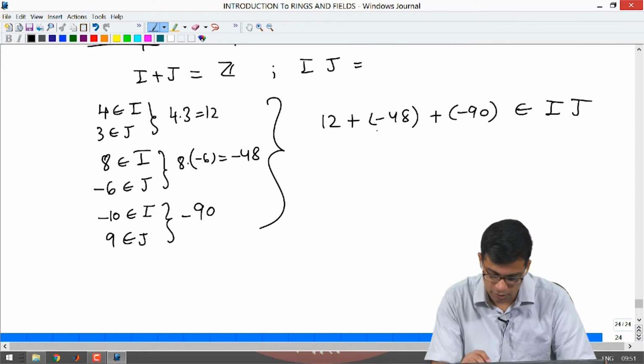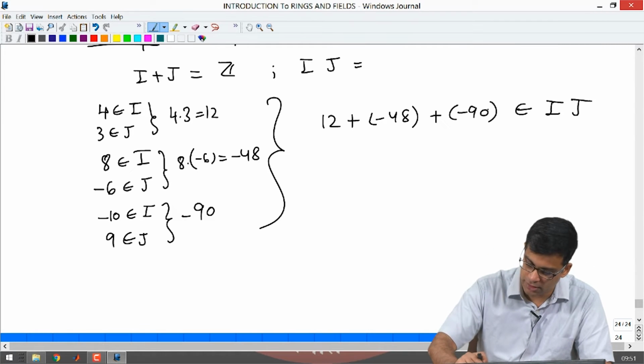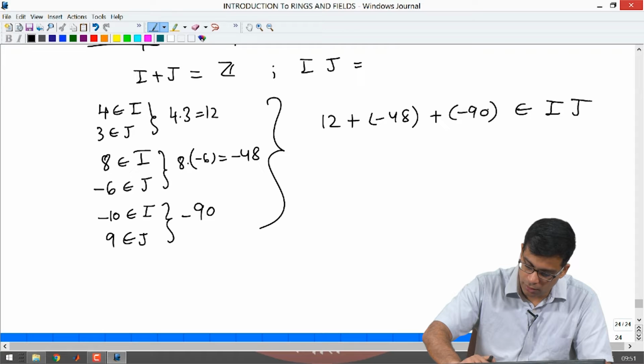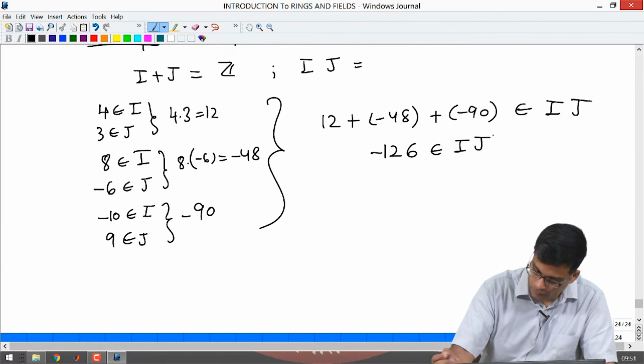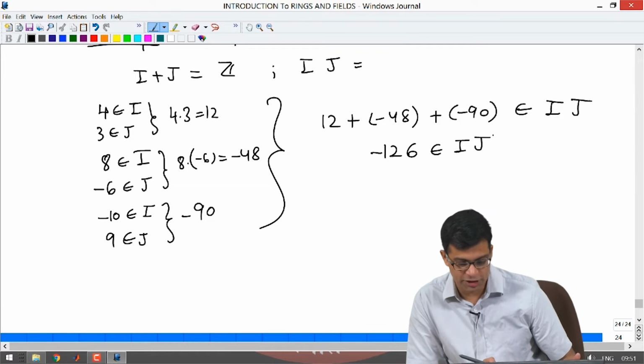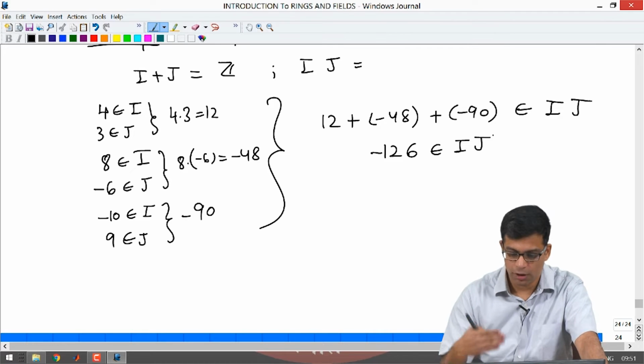So, this is minus, so 90 plus 48 is 138, 126, right. So, this is minus 126. Okay. So, that is one element of IJ. So, you can construct lots of such elements. Now, how do you describe this?